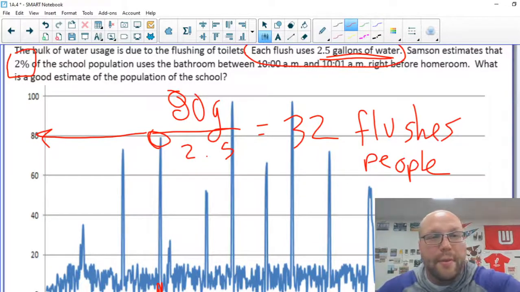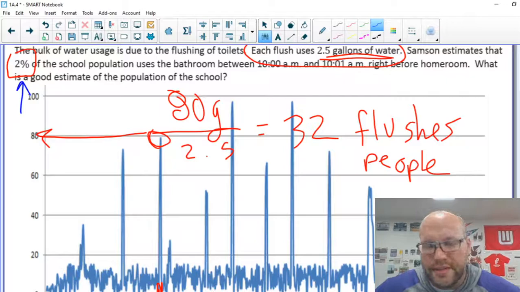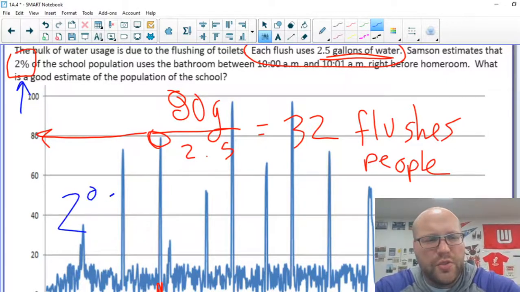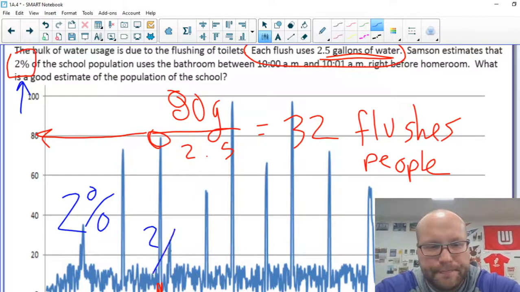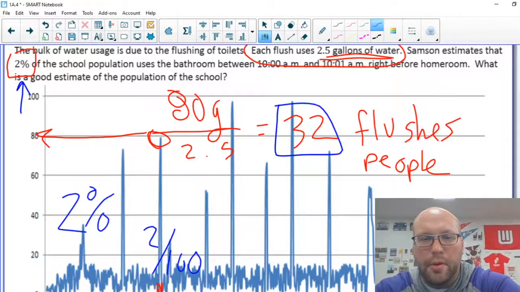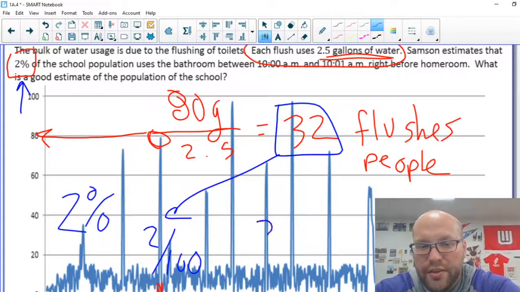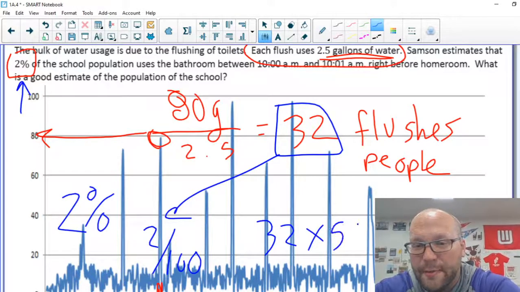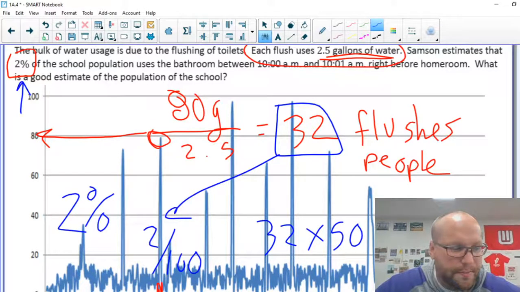And the prediction, again, we have some assumptions that are being made, but that's approximately 2% of the population. There are all kinds of ways you could use proportions, you can use logic, but 2% means 2 out of 100. Well, if we think of 2 out of 100, we've got to multiply that number by 50 in order to get the total population. So this 32 people represents 2 of the 100 people of the 100% population. So take 32 times 50, which equals 1600, and that is our approximate school population.